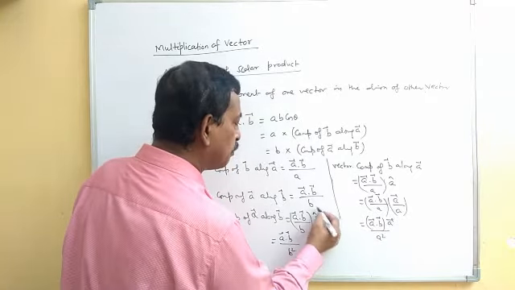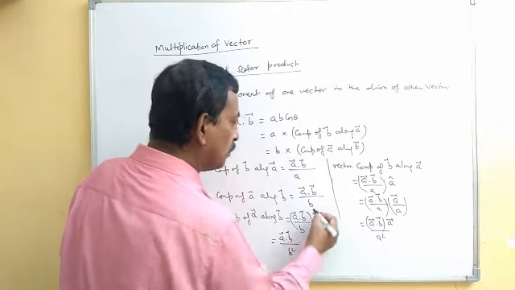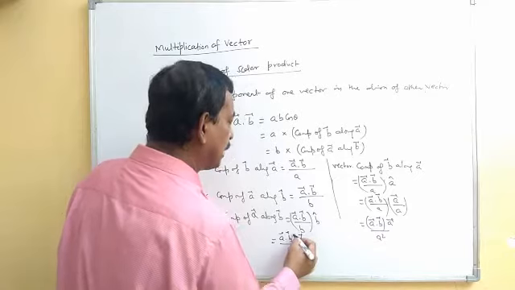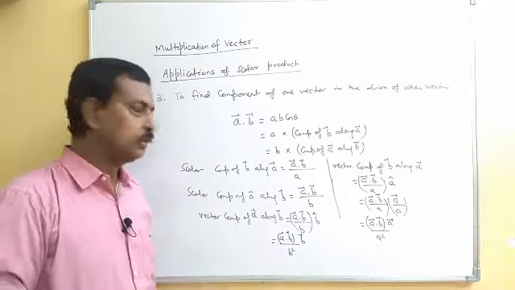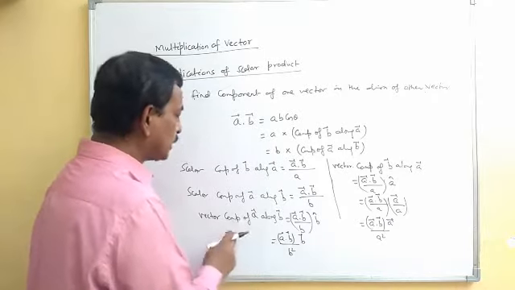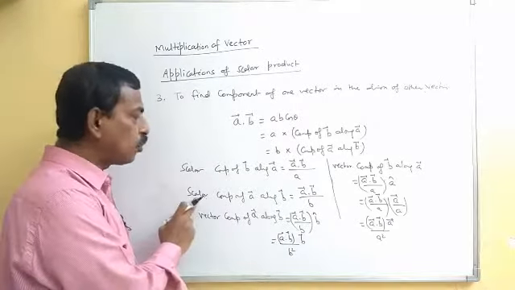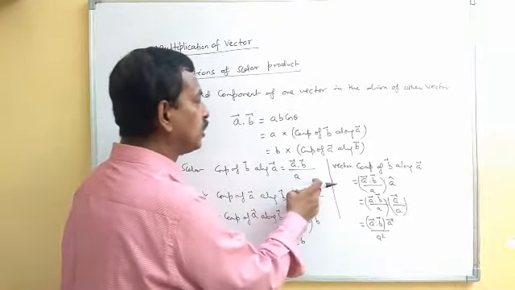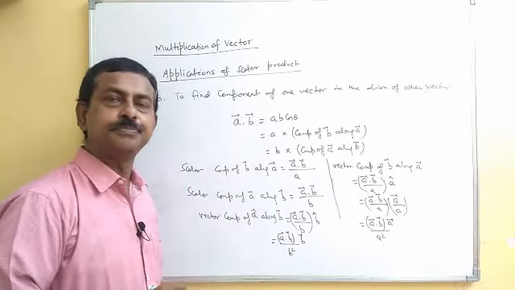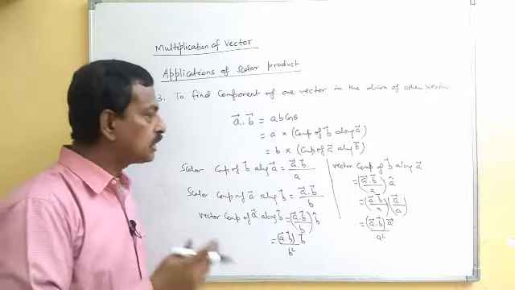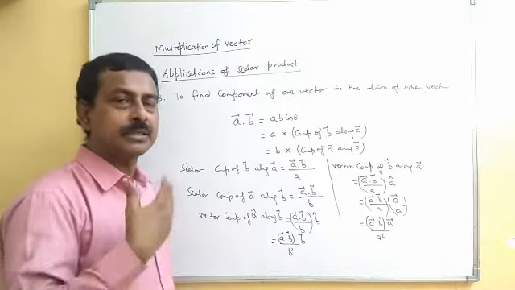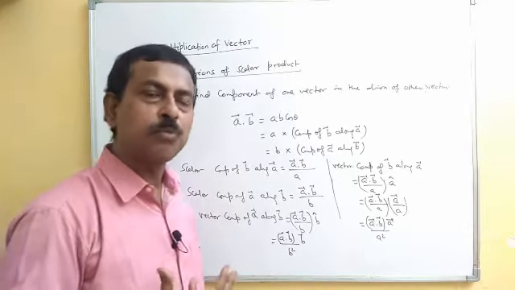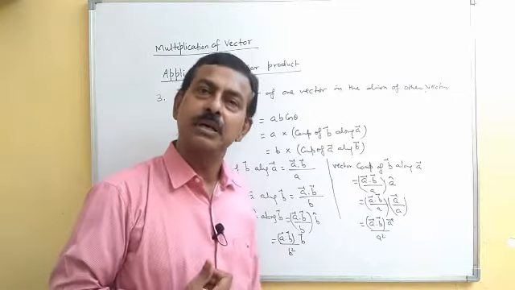If I write this vector B cap as the vector B divided by its magnitude, it will be this quantity. So with this, you can get this vector component. If it is only a scalar component, it will be A dot B divided by B. So this is how you can find a scalar component of a vector in the direction of other, or vector component of the vector in the direction of the other vector.